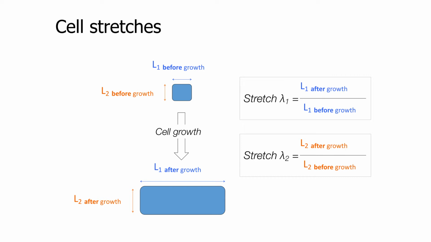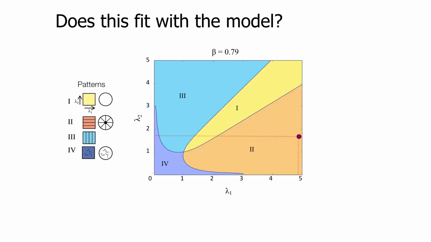And if we do that and put the hibiscus into our model, it sits here. So the good news about that is it's in the right place. According to our model, it should have regular striations in the long axis of the cell, and it does. The bad news is that it's a very long way from any boundary which would allow us to change the patterning that we would expect to get.